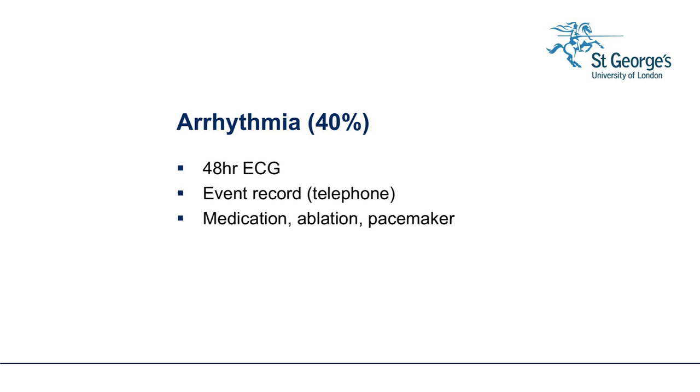40% of patients develop arrhythmia. This is usually harmless with premature ventricular or atrial beats. However, if the patient complains, it does deserve a 48-hour ECG or an event recorder, and medication, ablation, and pacemaker are all available for serious arrhythmias.